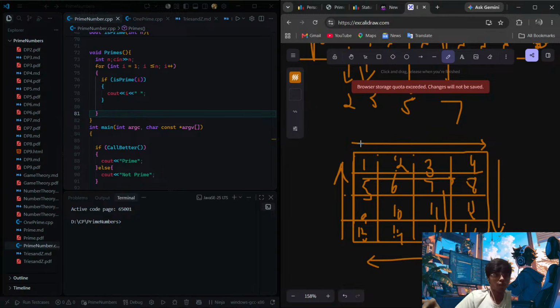So what you will do, you will take one pointer here and call that pointer top, and take one pointer here and call that pointer bottom. After that, take one pointer here, call that pointer left, and take one pointer here, call that pointer right.